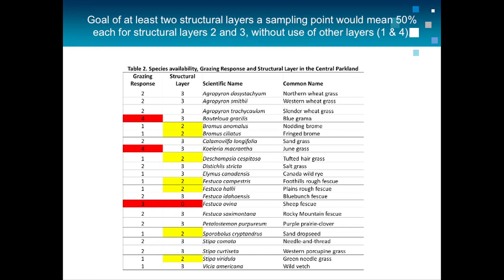So the next table, an average of 2.4 structural layers on our controls. So we figured you've got to aim when you're seeding for at least 2 structural layers. One would assume that would be 50% of your seed mix as structural layer 2 and structural layer 3.